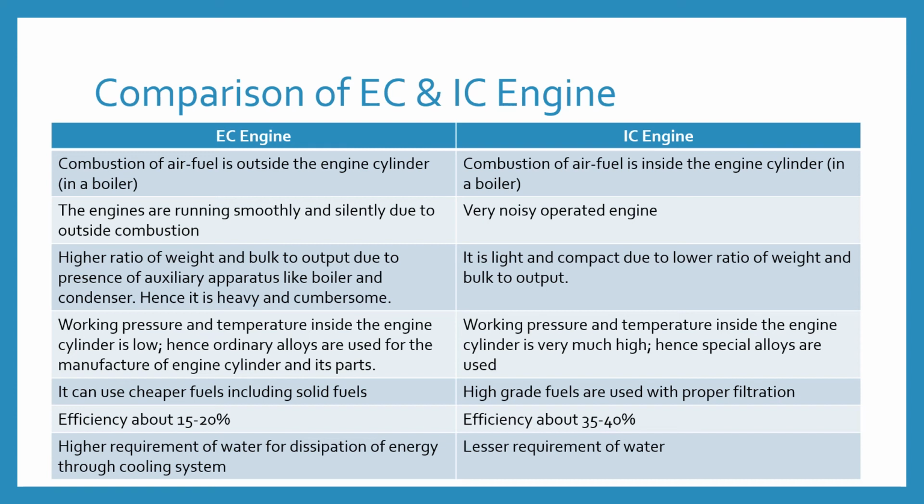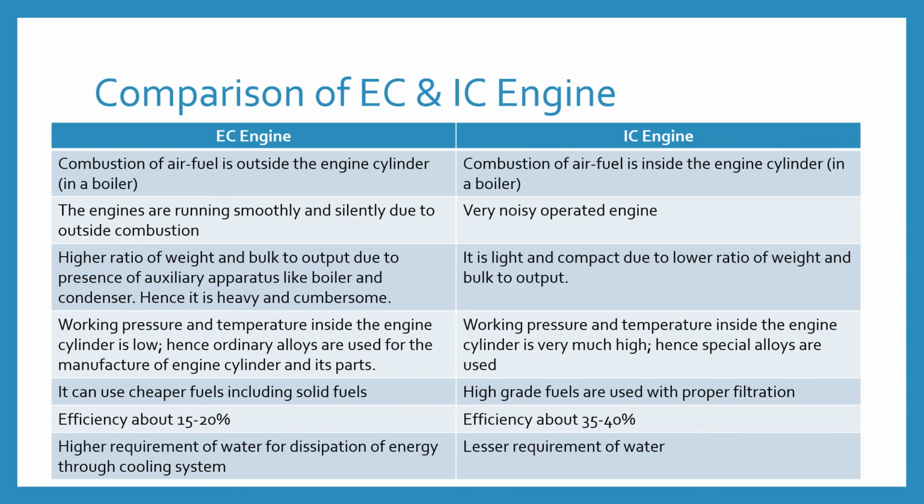In the external combustion engine, the working pressure and temperature inside the engine cylinder is low. Hence, ordinary alloys are used for the manufacture of the engine cylinder and its parts. In case of the IC engine or internal combustion engine, the working pressure and the temperature both inside the engine cylinder are very high, and hence special alloys are used.